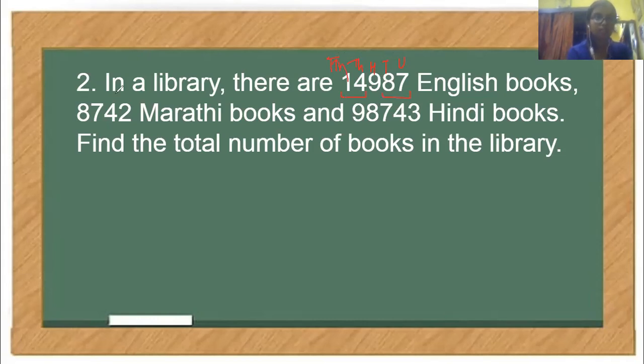Place values, units, tens, hundreds, and thousand. 8,742 Marathi books. Itne English books, itne Marathi books. And how many Hindi books? Let's write the place values first. Units, tens, hundreds, thousand, and ten thousand.